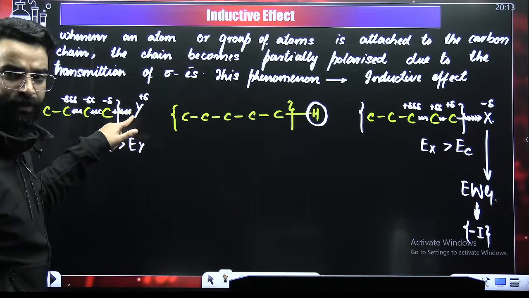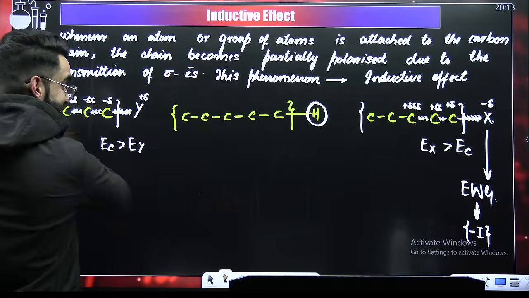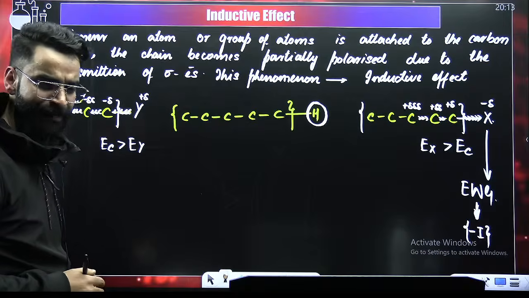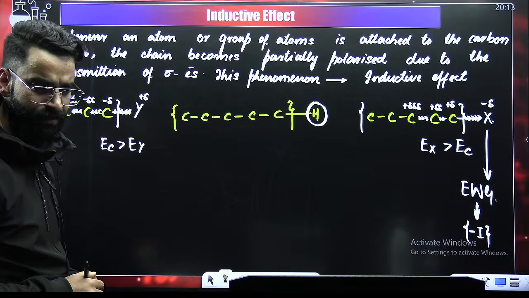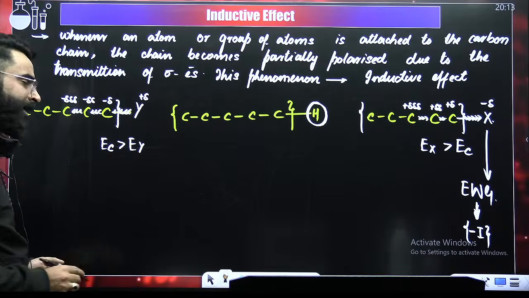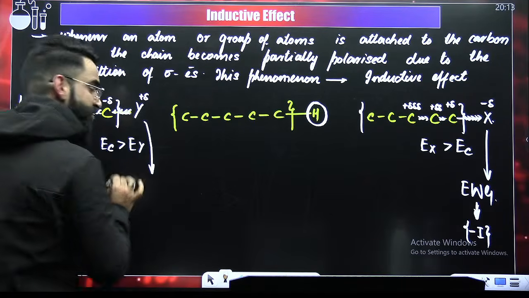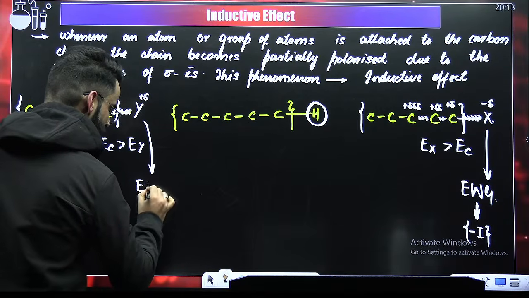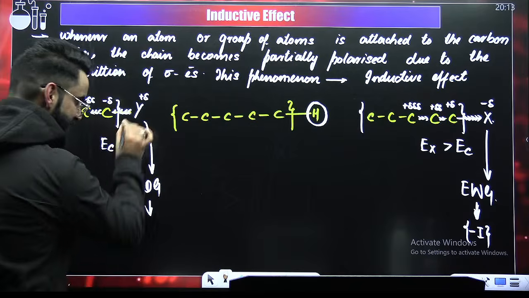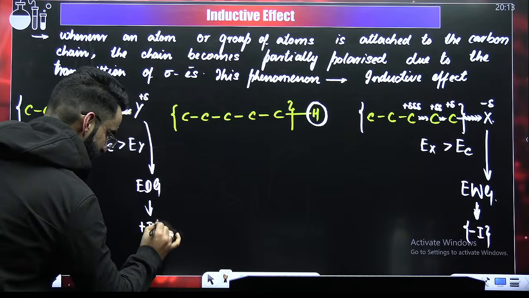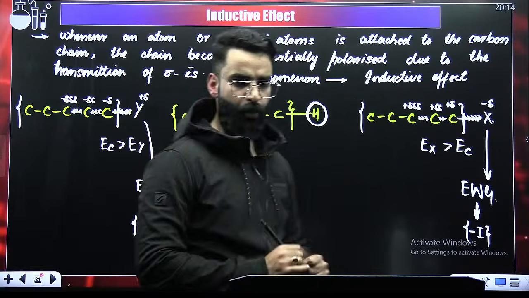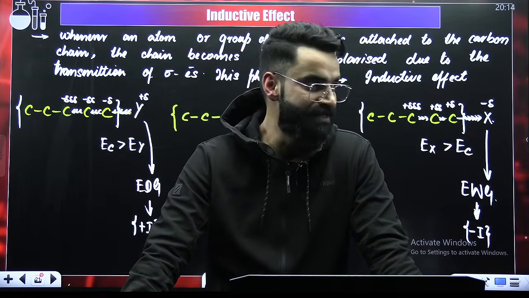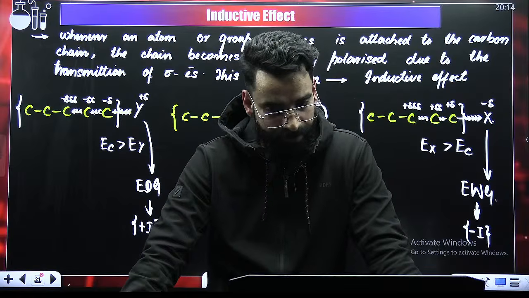Now this particular group, is it withdrawing electron density or donating? It is pushing the sigma electron density in the chain. Whenever you see such a group that pushes the sigma electron density in the chain, you call that group the electron donating group. And my dear students, at this point the group shows plus inductive effect. So from now onwards, plus I means electron donating, minus I means electron withdrawing.